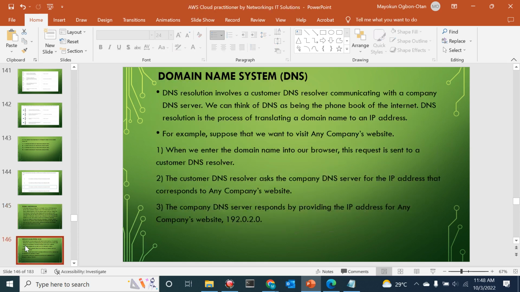Okay, so let's move on to the domain name system. DNS resolution involves a customer DNS resolver communicating with a company DNS server. Please, we need to understand this part, and this is even going to be a plus to people who are in networking already.